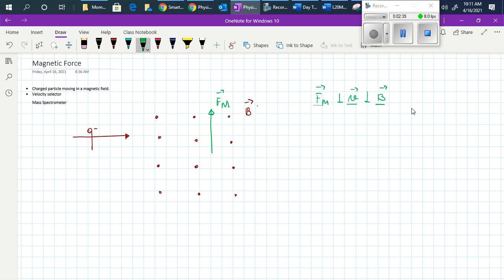Okay, so now as you see here, the magnetic force and the velocity of the charge are perpendicular to each other. The velocity of the charge is this one here. So we have a charge that is moving in this direction, and we have a magnetic force that is in this direction.